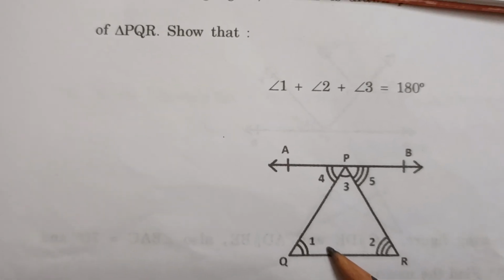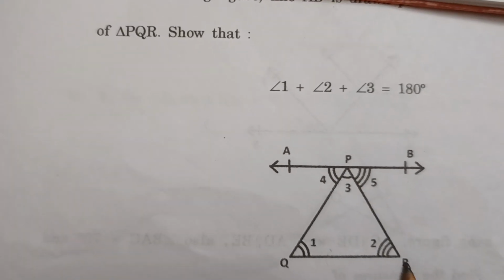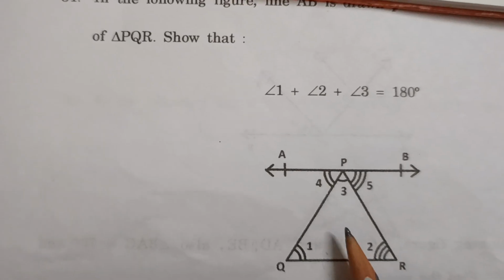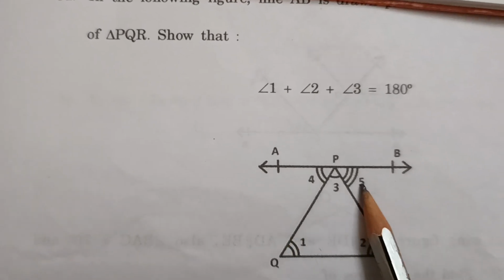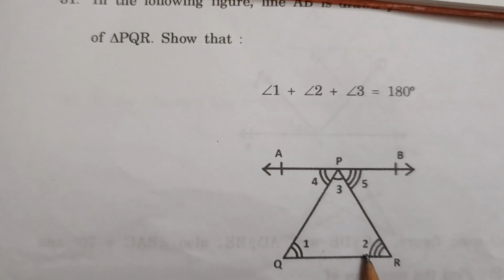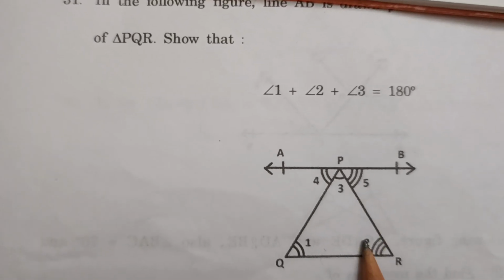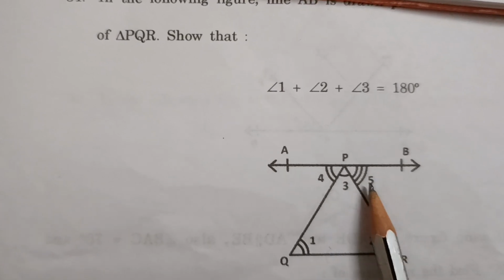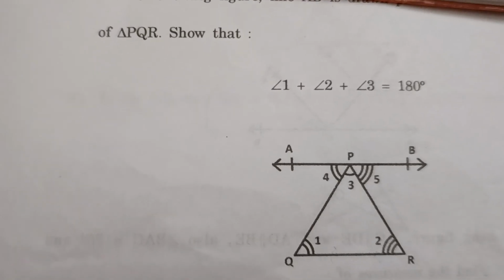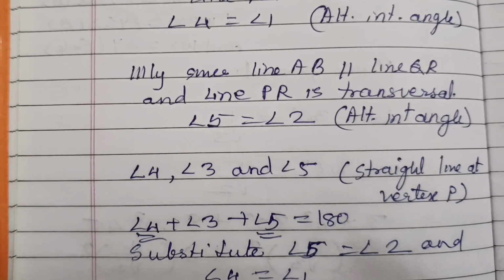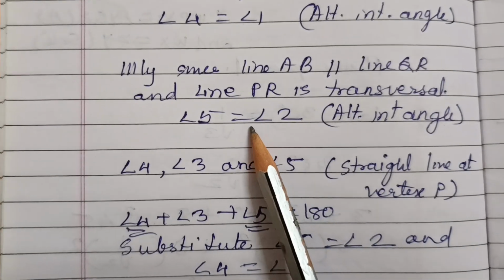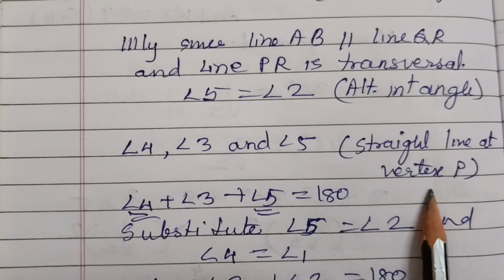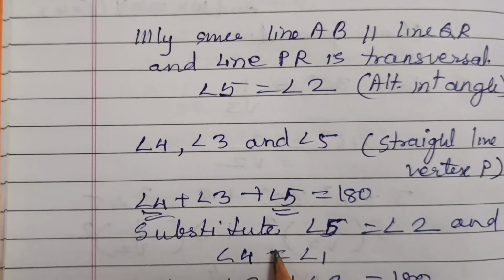Similarly, since line AB is parallel to QR, line PR is a transversal. So angle phi is equal to angle 2. Angle phi and angle 2 are alternate interior angles. Angle 4, angle 3 and angle phi lie on a straight line at vertex P. So you can write angle phi is equal to angle 2, alternate interior angles, and angle 4, angle 3, angle phi are on a straight line at vertex P.